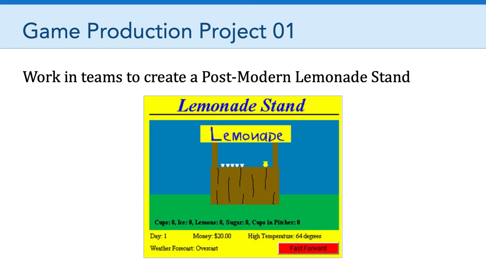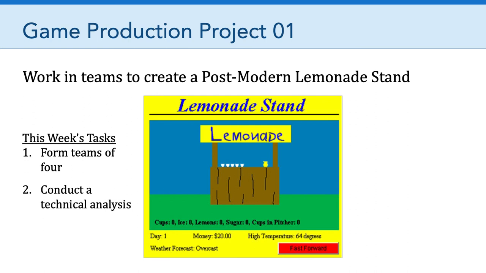For your assignments this week, you're going to do two things. You are first going to form your groups, and I'm going to ask for groups of four. And then secondly, what you need to do is play a version of the lemonade stand simulation, and individually, you're going to do a technical analysis of the lemonade stand to think about what types of information you would need to keep track of if you were to program your own version of lemonade stand.